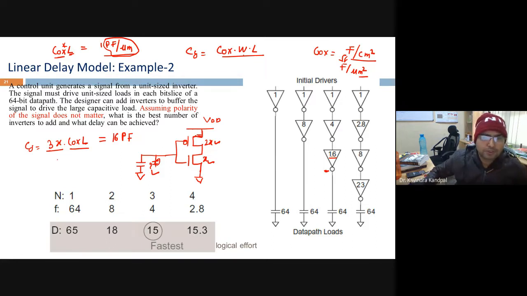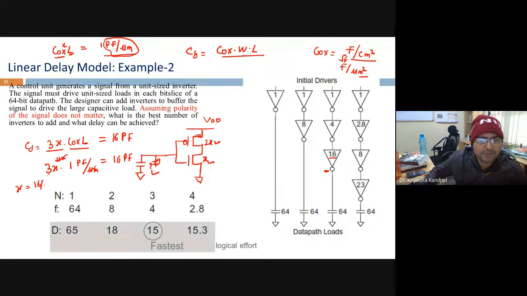Yes, sir. So now 3x into 1 picofarad per micrometer, and this is the width, happens to be how much? 16 picofarad. So this is in micrometer, so this will cancel each other. So you are getting x equal to how much? 16 by 3.